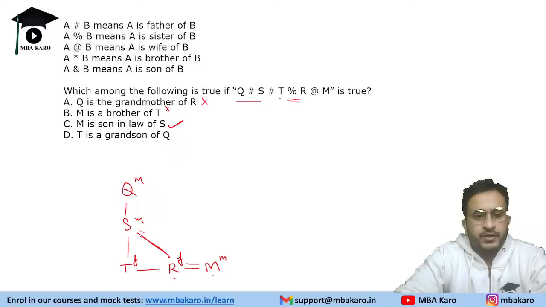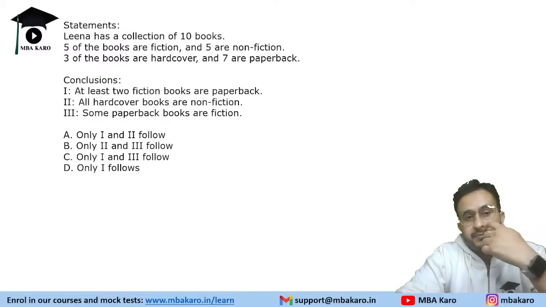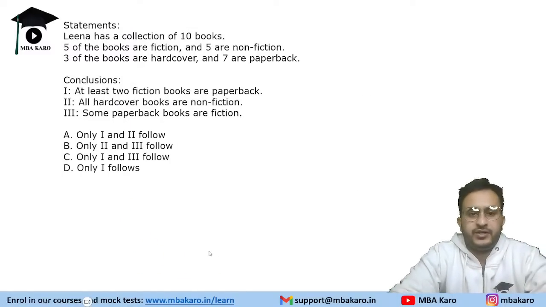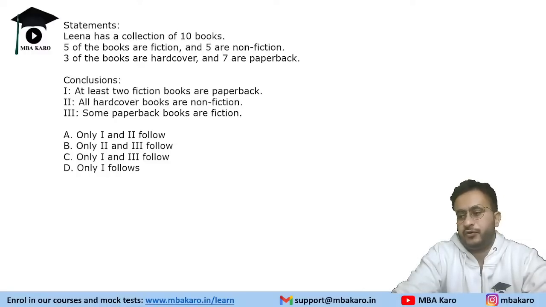Okay. All right. Next one. Lena has a collection of 10 books. Five of the books are fiction and five are non-fiction. Three of the books are hardcover and seven are paperback. And we are given three conclusions. We need to tell which of the following conclusions follows from it.